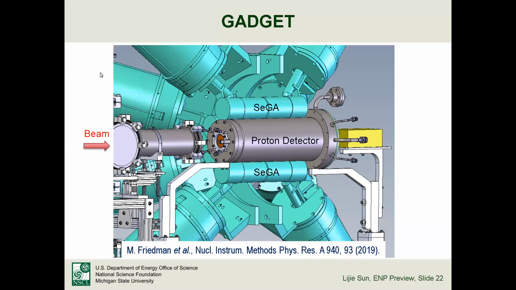Our detection system is called GADGET, short for Gaseous Detector with Germanium Tagging, which is comprised of the gaseous proton detector in the middle and the segmented germanium array, the germanium detector, or we call it the SeGA detector.